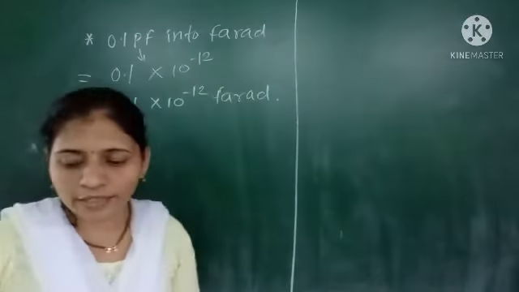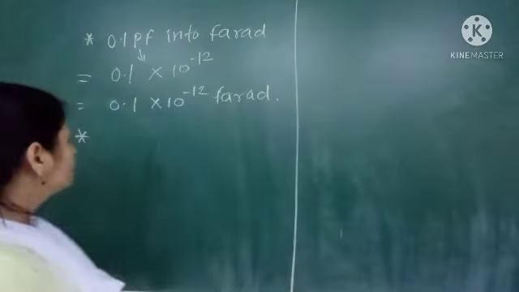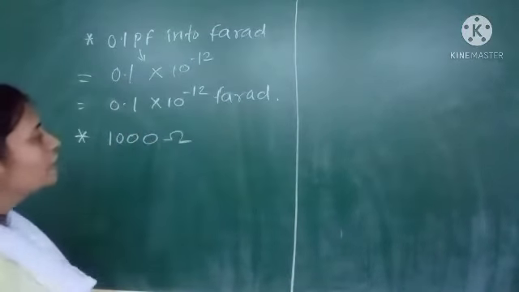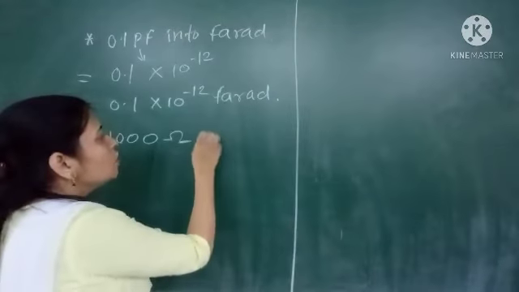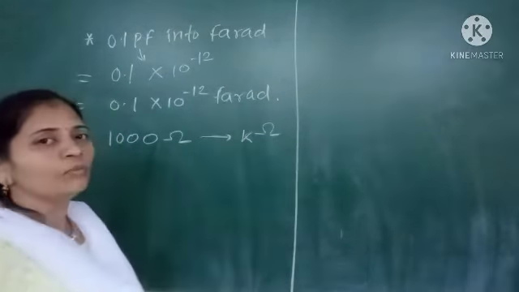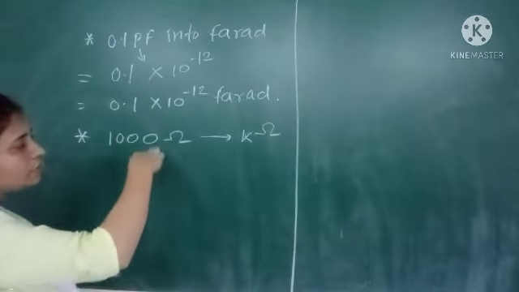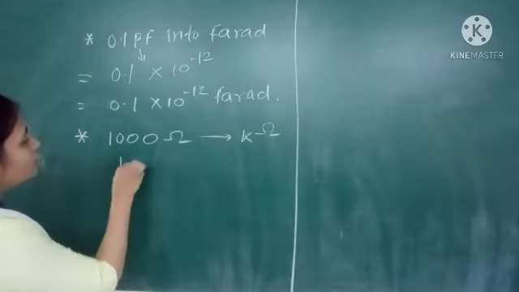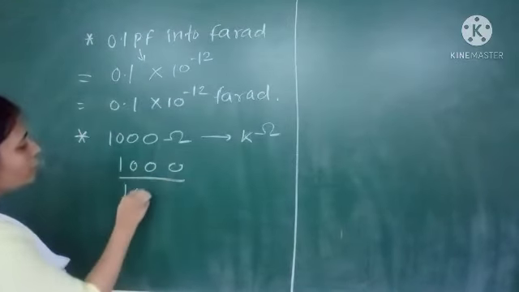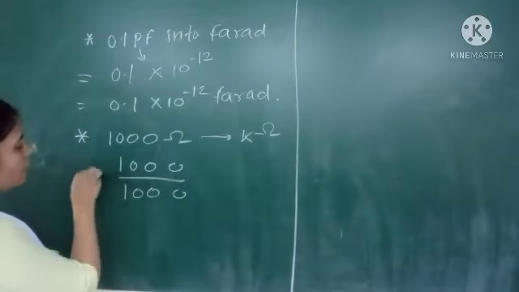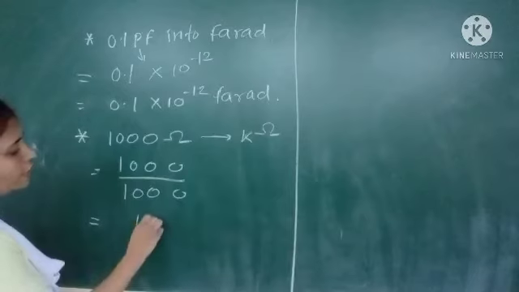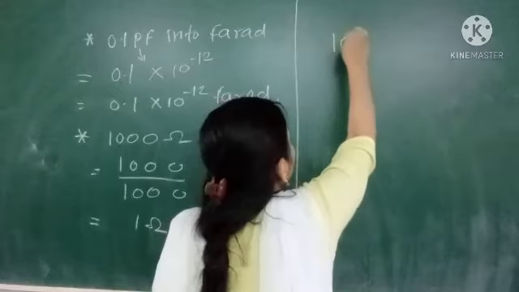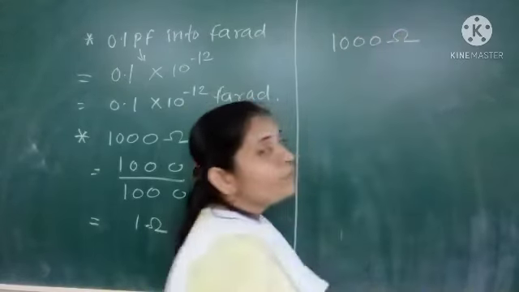Let's take another example. Suppose the number given is 10,000 ohms and we have to convert it into kilo ohms. If the lower unit is given, meaning the smaller unit is given, and we have to convert it into the higher unit, then we have to divide the number by that unit. So we have to divide this by 10 raised to power 3, which means 1000. So we got the answer 10, and it is in kilo ohms.